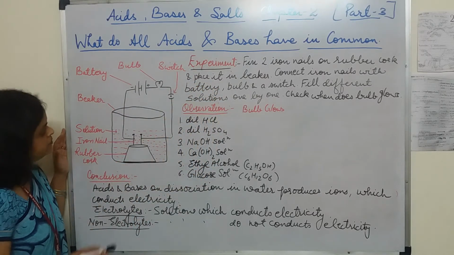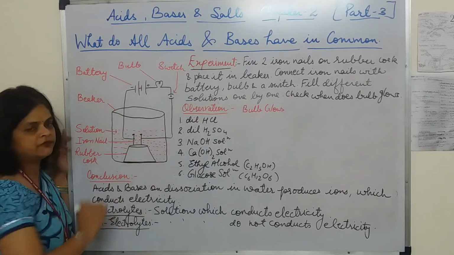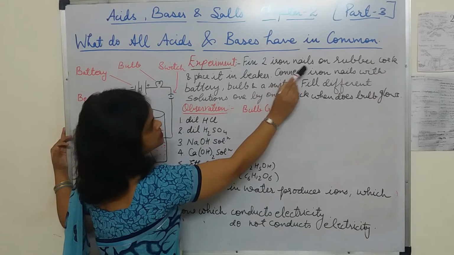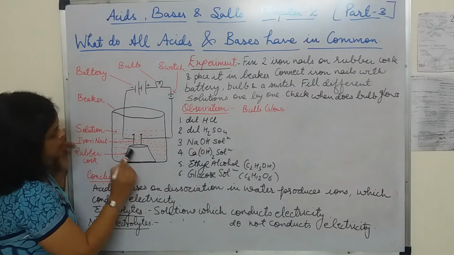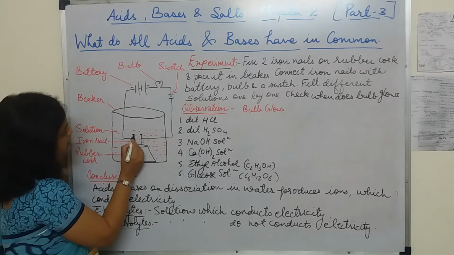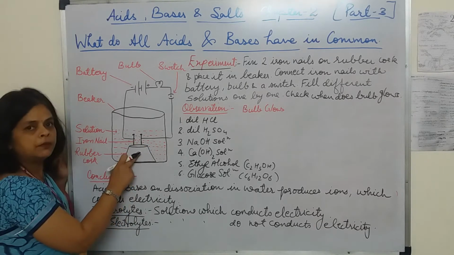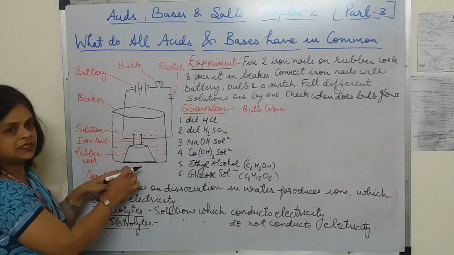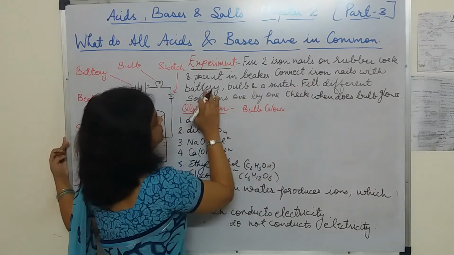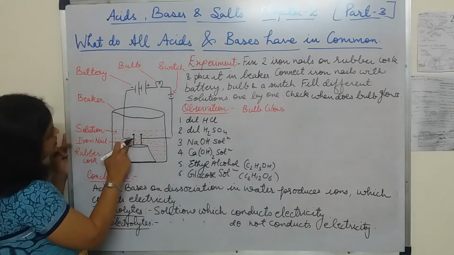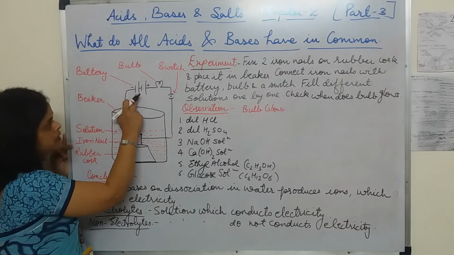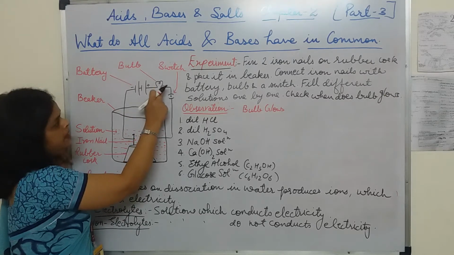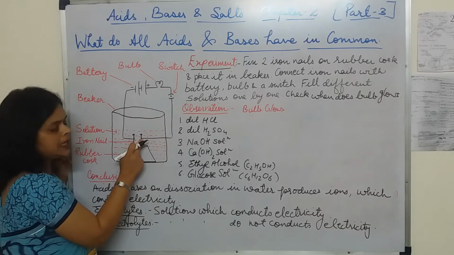Let's find out. First I would like to discuss this experimental setup with you. In this experiment we fix two iron nails on a rubber cork. A rubber cork has been taken and two iron nails are fixed on it. It is placed in this beaker. Connect the iron nails with a battery, bulb and a switch. We connect this iron nail with the battery. These are the two terminals of the battery. Then it is connected with the bulb and then through a switch it is connected to the other nail.